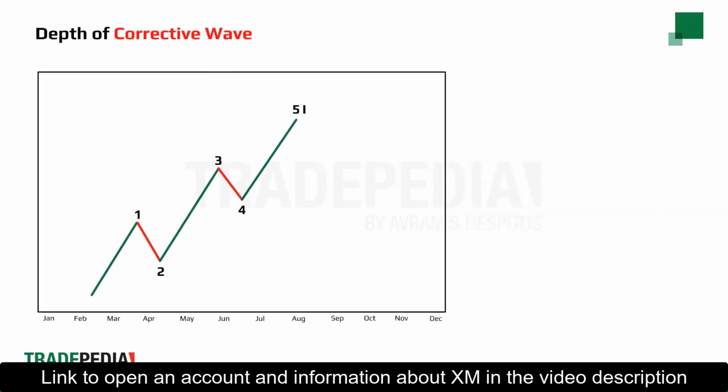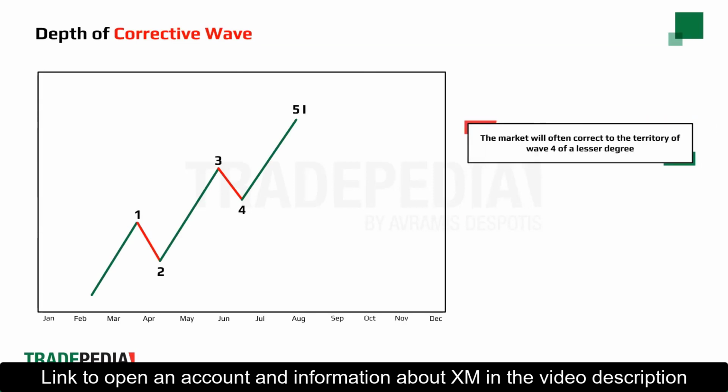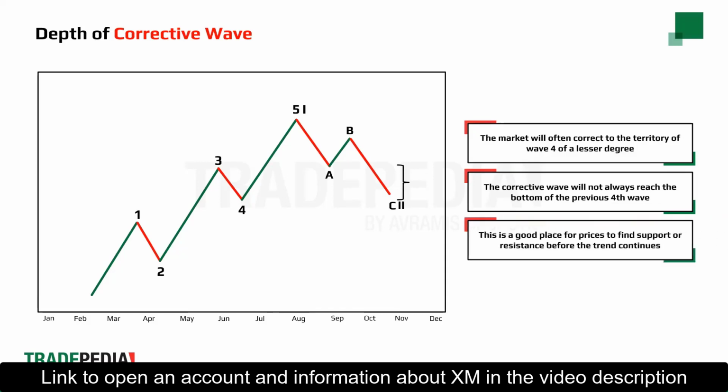The guideline of the depth of corrective wave implies that the market will often correct to the territory of Wave 4 of lesser degree. The corrective wave will not always reach the bottom of the previous 4th wave, but rather its span. This is usually a good price to find support or resistance before the trend continues.